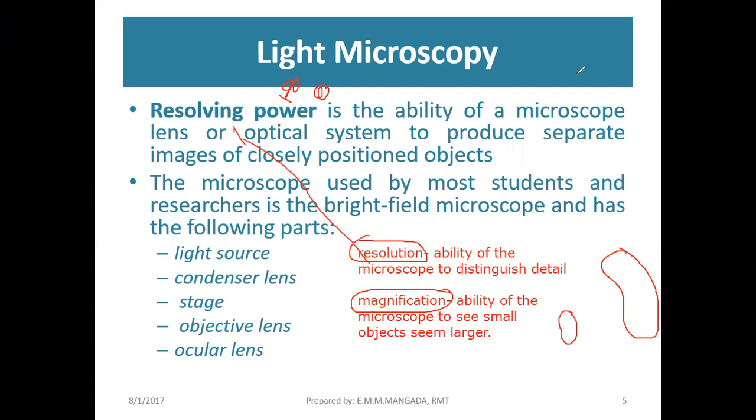That's your magnification. And for your compound microscope, okay, that is true, of course, with the aid of our objective lens. Okay? The ocular plus your objective lens. Okay? So the microscope used by most students and researchers is the bright field microscope. Okay, and of course, it has the following parts.